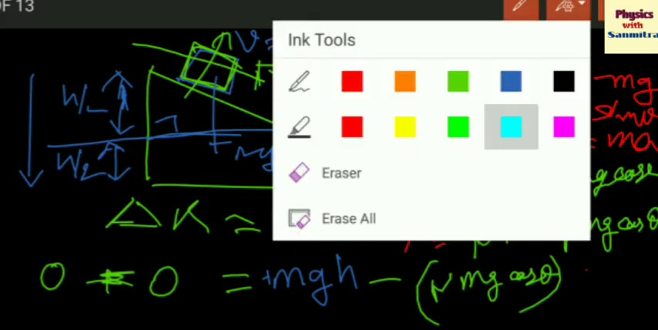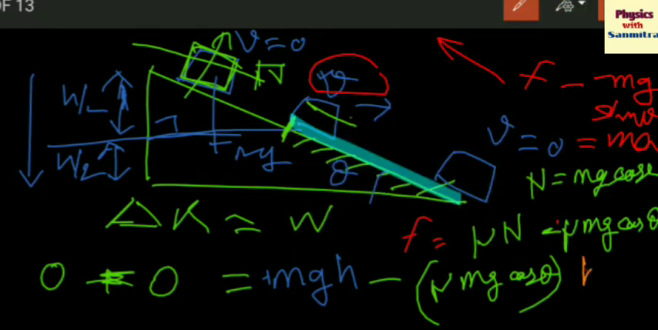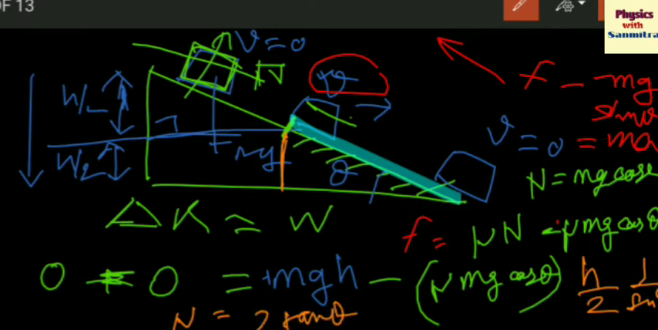This will be h by 2 into 1 by sin theta, that is h by 2 sin theta. This is h by 2, this is h by 2 sin theta. So if I write it now properly, mgh minus mu mg cos theta by 2 sin theta equals 0. So that my mu will come out to be 2 tan theta. So that's it. So in only one line we can solve this question.